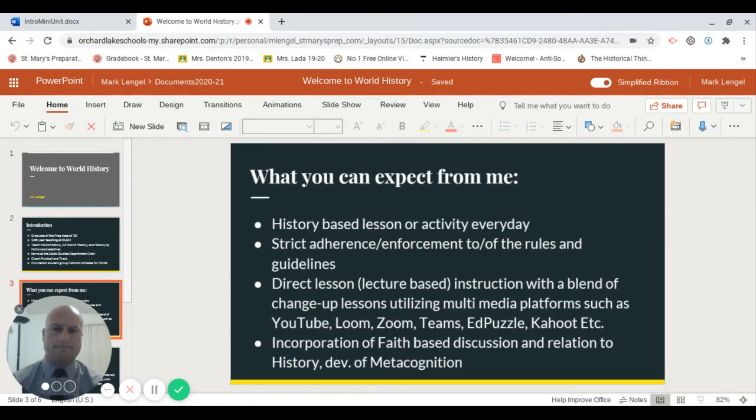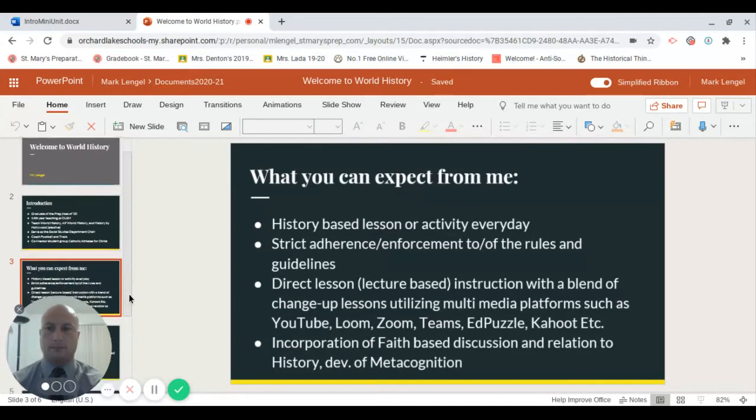I also make a great effort to incorporate faith-based discussion and relationship to history, and also the development of metacognition is a focal point for me, which in essence is getting students to think about how they think. And basically, before they respond rashly, think about what are those thoughts that are going through their mind, being able to control their thoughts and being able to make great decisions.